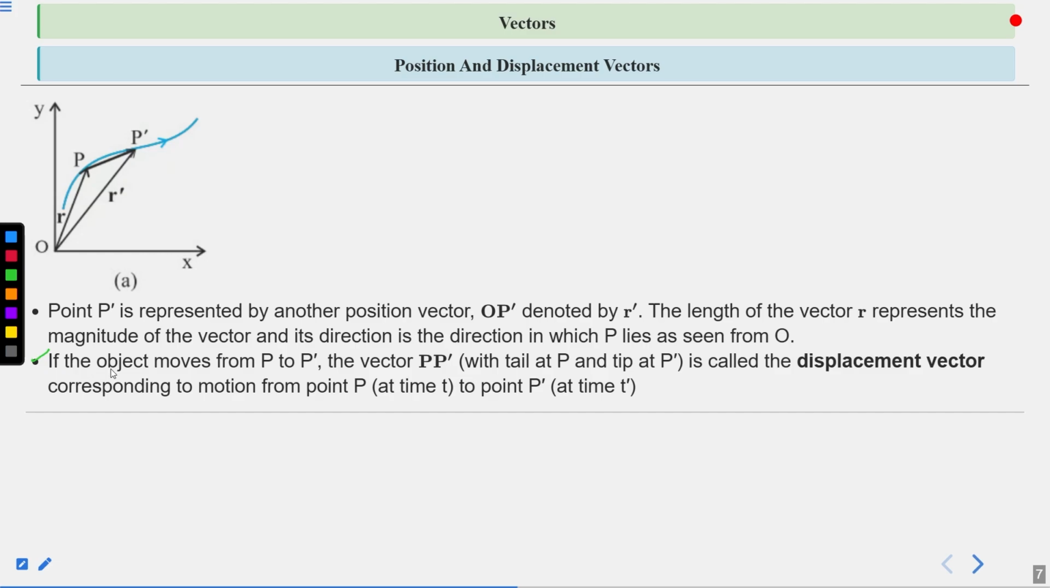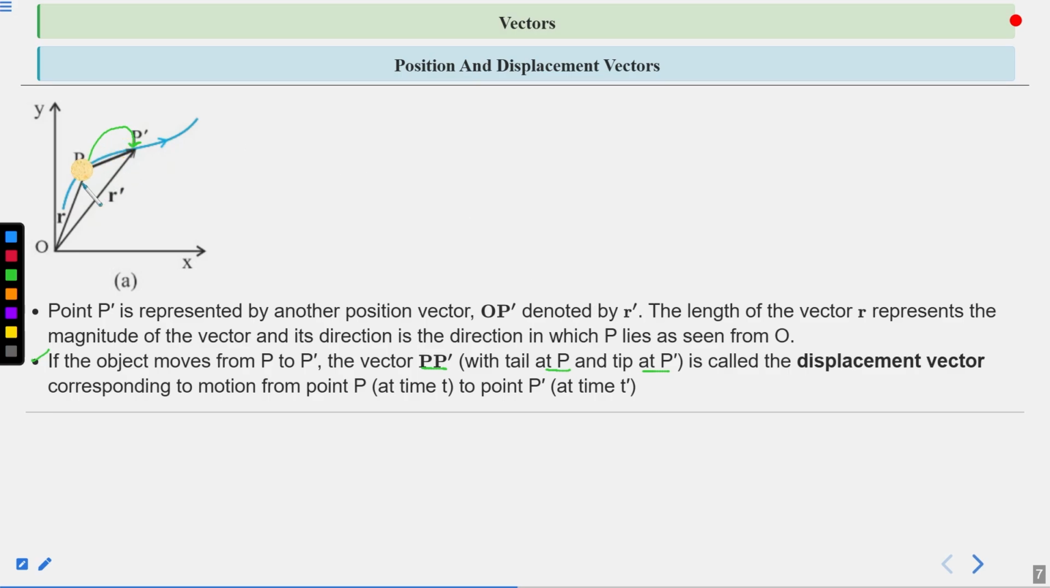If the object moves from P to P prime, listen carefully. If the position of the object changes from P to P prime, the vector PP prime has its tail at P and its tip at P prime.